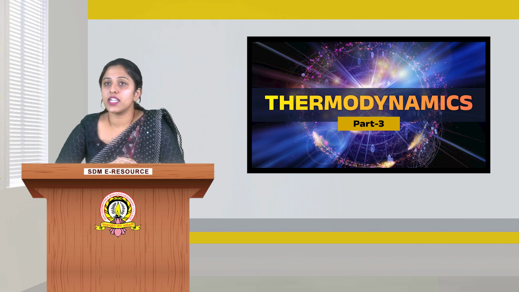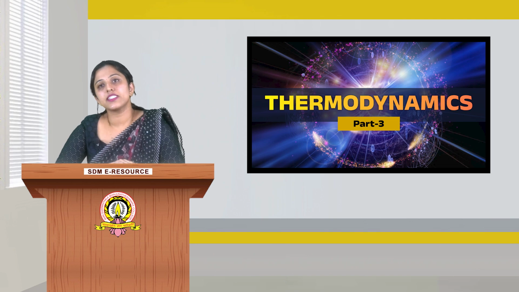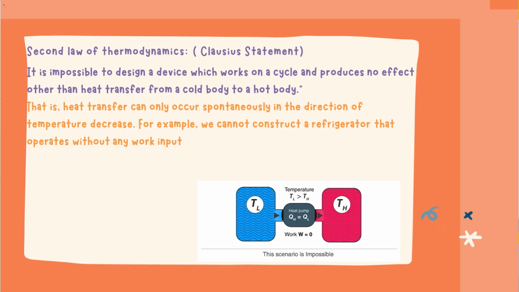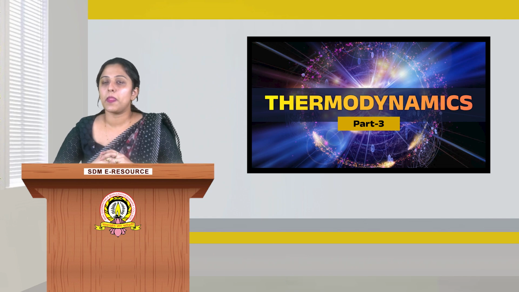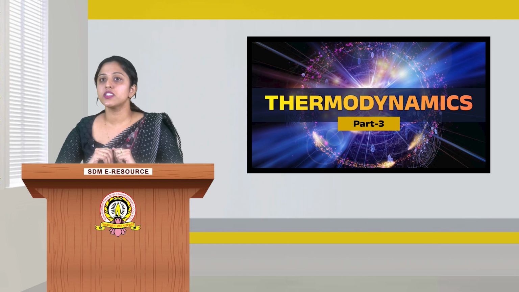One more statement of the second law of thermodynamics is given by Clausius and it is called the Clausius statement. It is impossible to design a device which works on a cycle and produces no effect other than heat transfer from a cold body to a hot body. That is, heat transfer can only occur spontaneously in the direction of decreasing temperature. For example, we cannot construct a refrigerator that operates without any work input. An example of the Clausius statement is a refrigerator with a coefficient of performance equal to infinity, which is impossible.